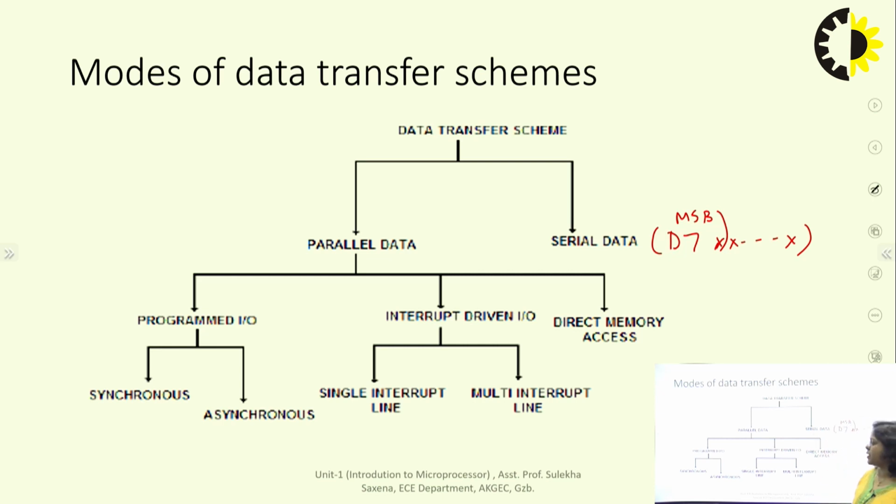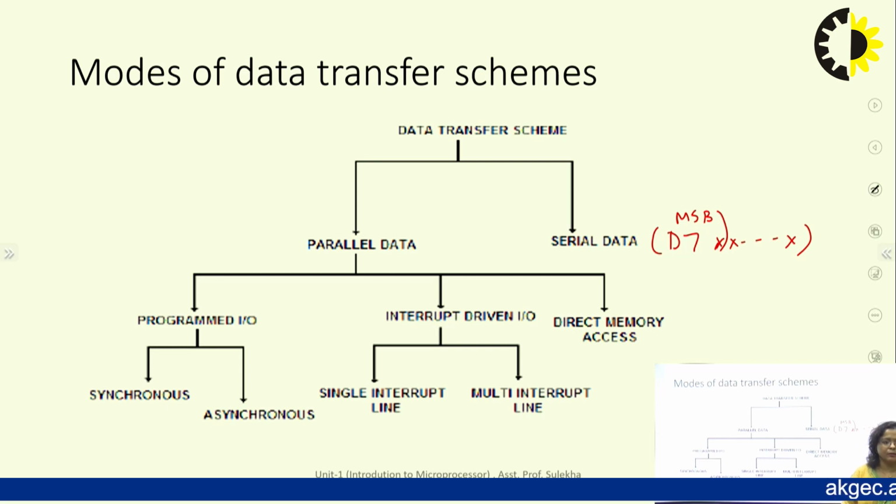Now, if we talk about parallel data transfer schemes, there are three types of schemes, that is programmed IO, interrupt IO and DMA. During programming, the data transfer is called programmed IO data transfer. It can be synchronous or asynchronous. If the microprocessor and peripheral are of same speed, then it is synchronous data transmission. Else, normally microprocessor is faster as compared to peripheral, so it will be asynchronous data transfer.